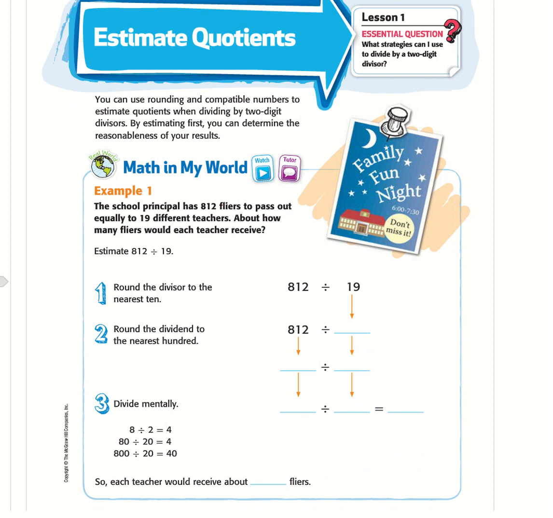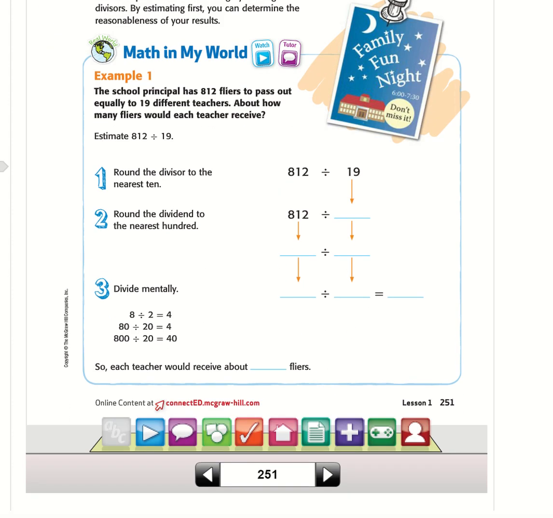So you can use rounding and compatible numbers to estimate quotients when dividing by 2-digit divisors. By estimating first, you can determine the reasonableness of your results. So this is just the reason why we're practicing estimating and rounding: to make division easier. That way you know what your answer should look like.